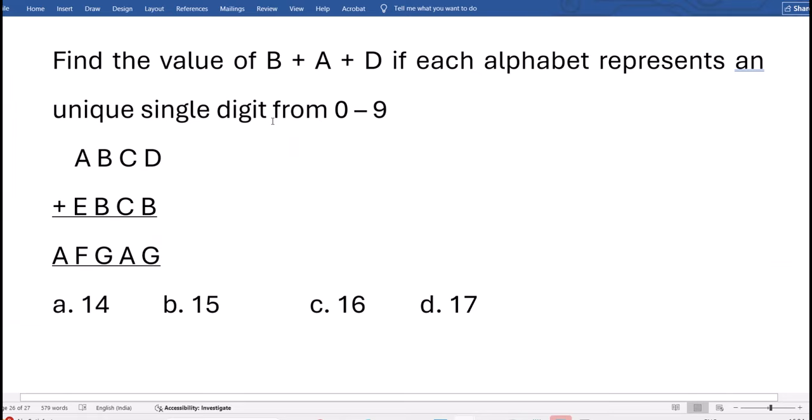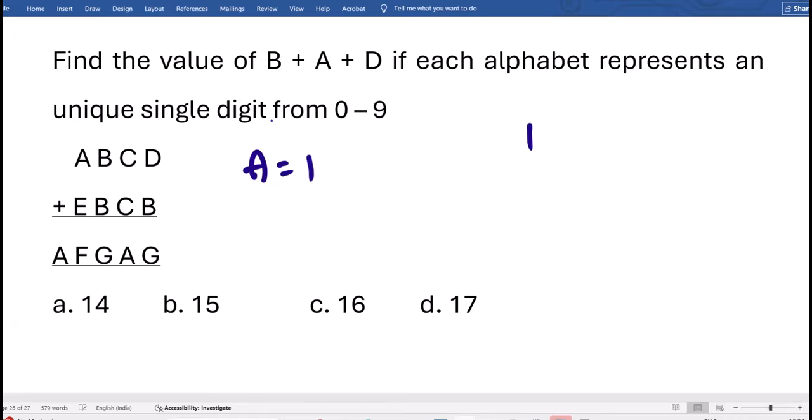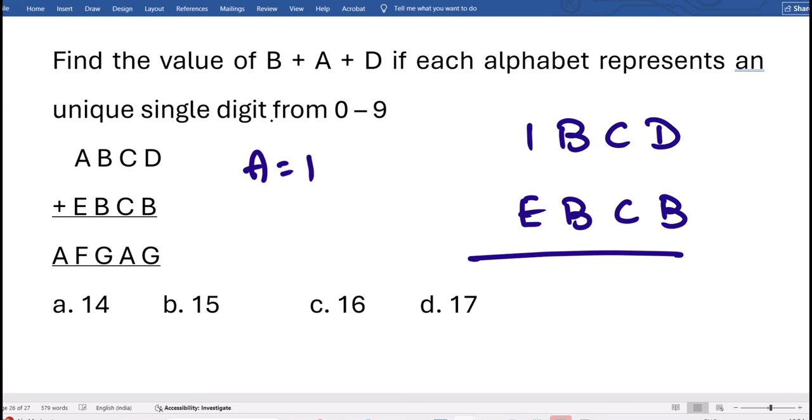Last question to complete. ABCD plus EBCB. The result is AFGAG. So one thing we can have clarity is A value must be 1. So when A is 1, 1BCD plus EBCB gives 1FG1G.